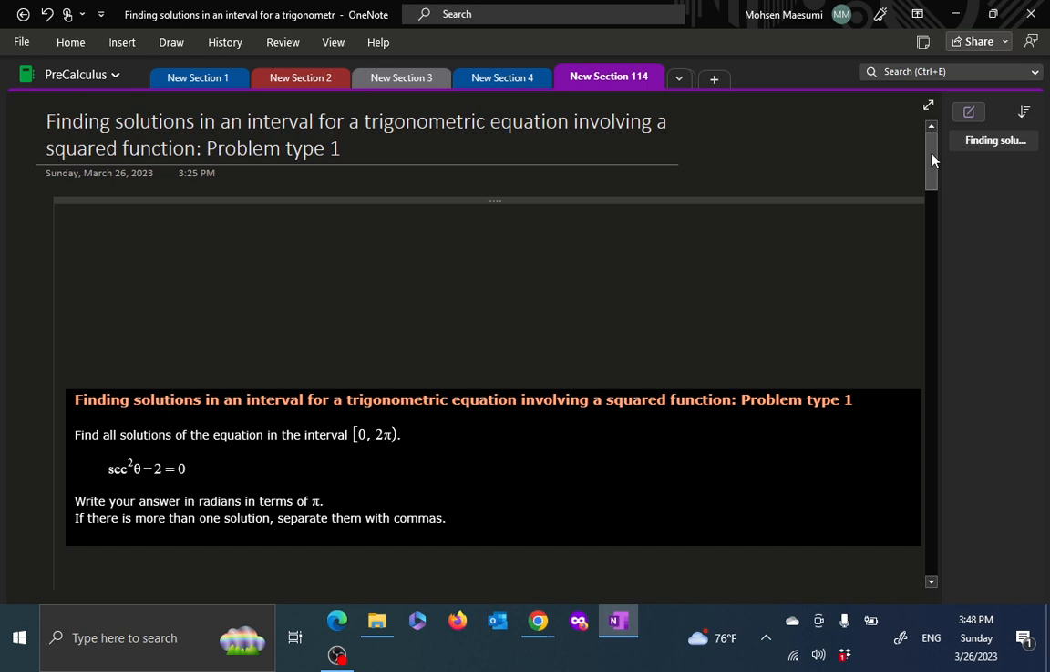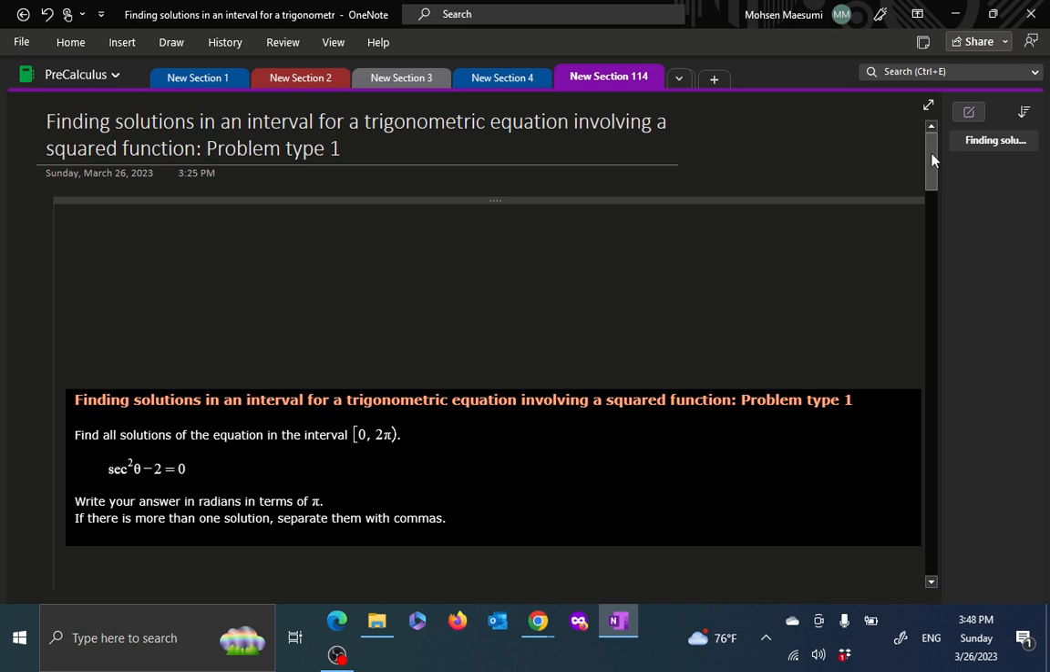The topic today is finding solutions in an interval for a trigonometric equation involving a squared function. Problem type 1. So here's an example: secant squared of theta minus 2 is equal to 0. So here we are seeing for the first time the square of a trig function.